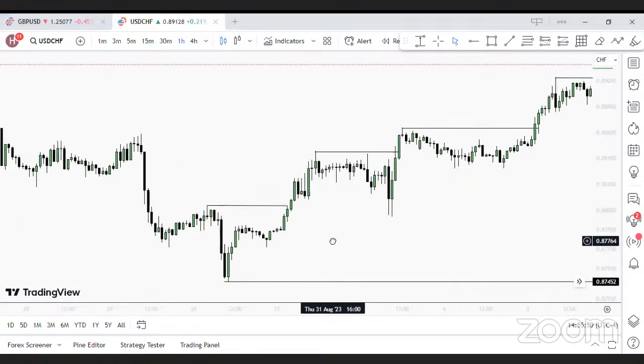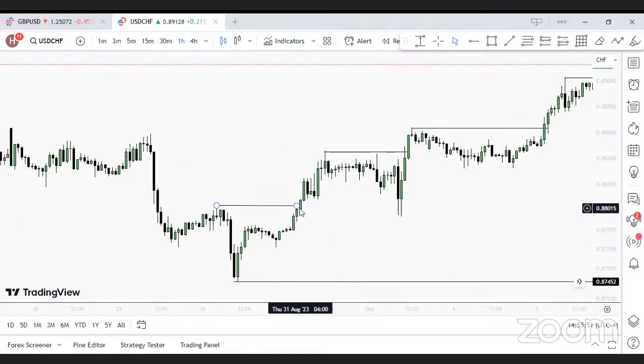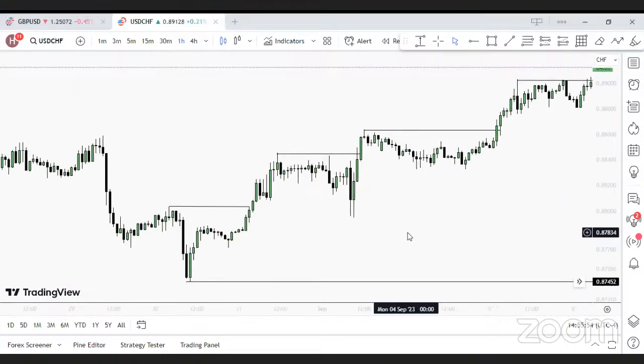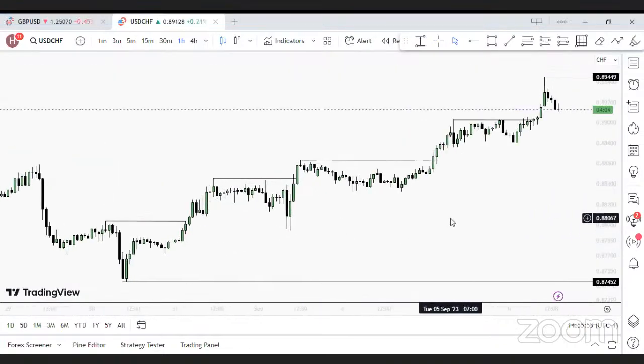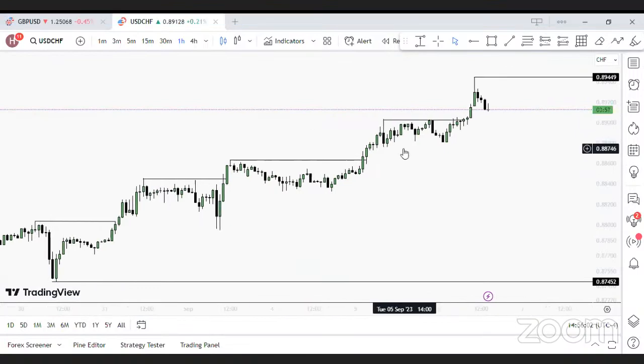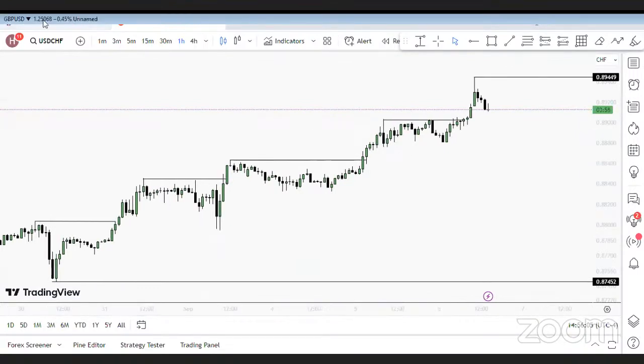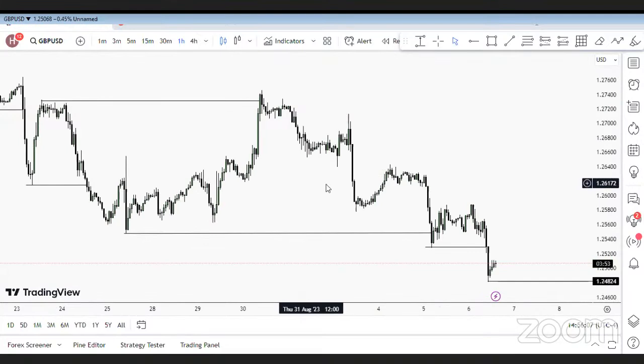The strategy I'm teaching you guys, look how good the strategy is. Okay, so that is how you can easily sell, how you can easily buy. The opposite of everything I've shown you right here is what happens on the break of structure to the downside.